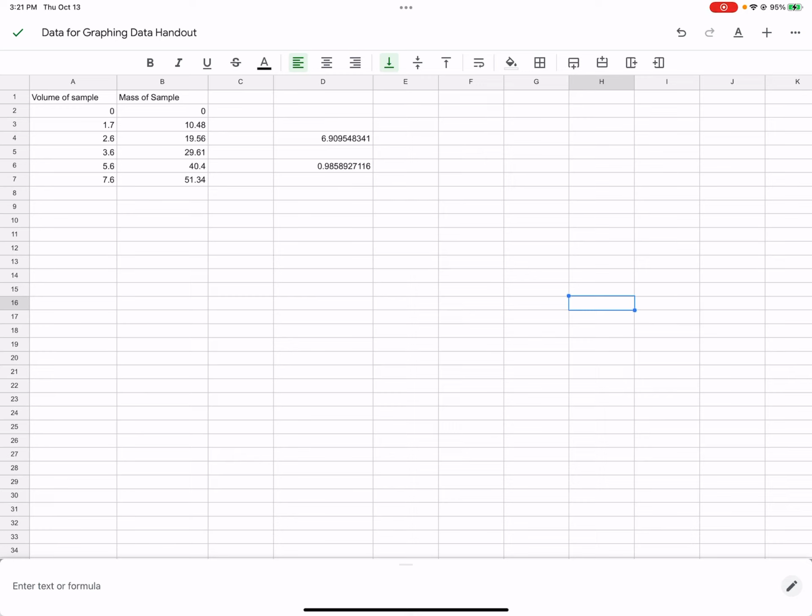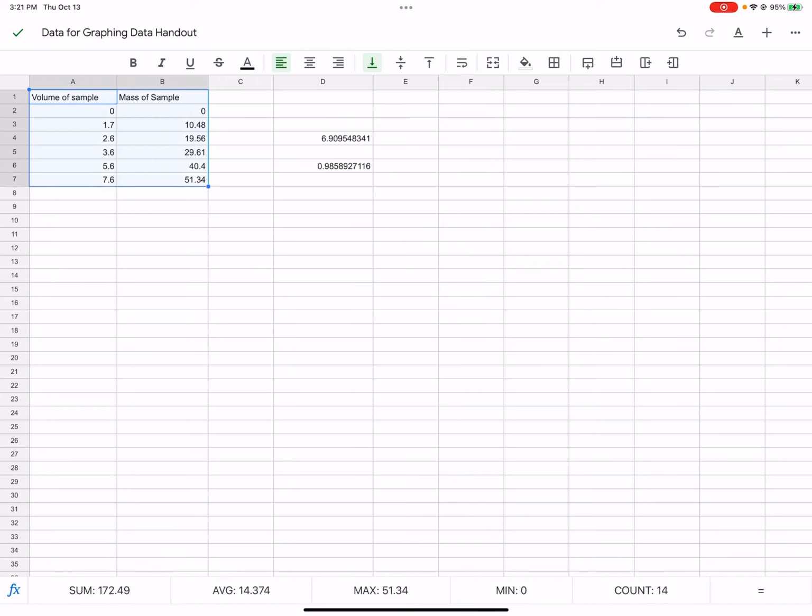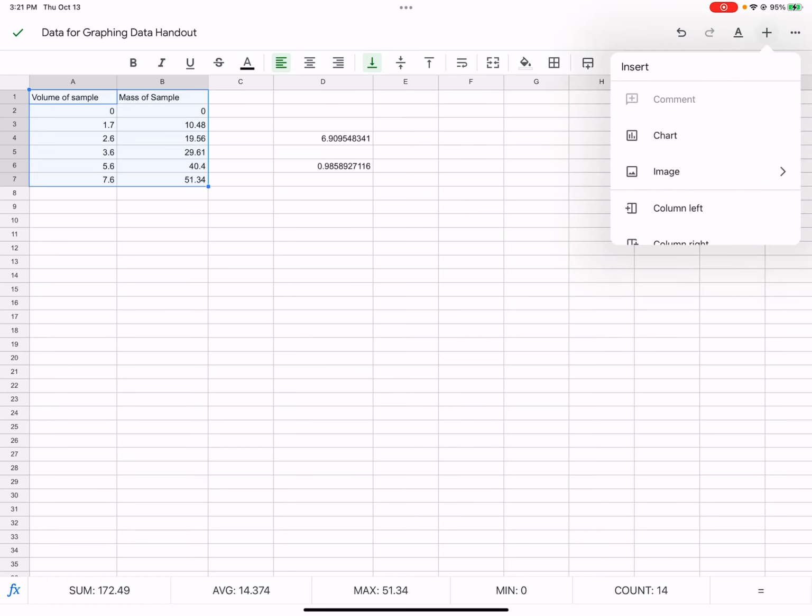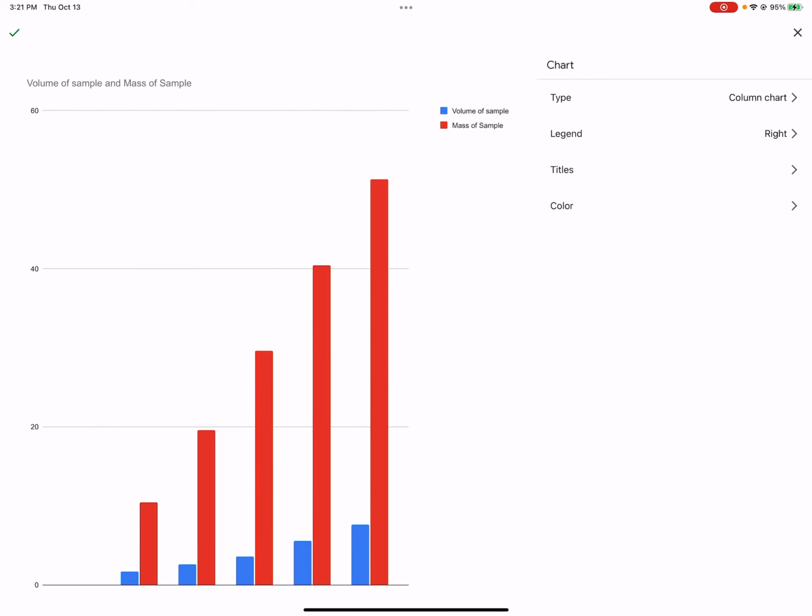So if you enter your data exactly as shown here, with the columns exactly as shown, volumes and masses, making sure that you don't have any units in there, okay? If you then highlight those two columns and go over to this upper right-hand corner and press the plus sign, you will get an option for adding a chart. So now it looks like this, and this is not how you want the chart to look. You want it to be a scatter plot.